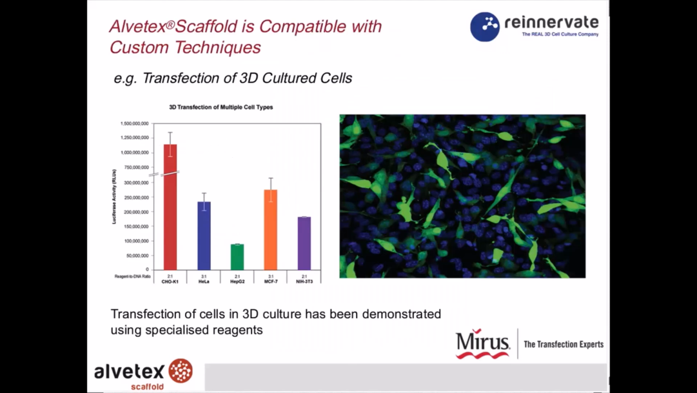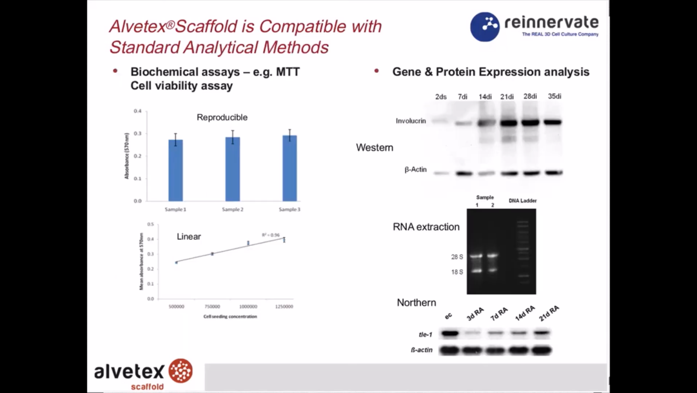It's also possible to transfect the cells in 3D using reagents developed by Mirus. It's possible to get from the culture protein and nucleic acid directly using commercially available kits. So once you've got your protein, you can do Western or run gels, etc. Various commercial kits for cell viability are available and have all been adapted for 3D use using Alvetex, and there are protocols for many examples online, MTT, MTS, and so forth.